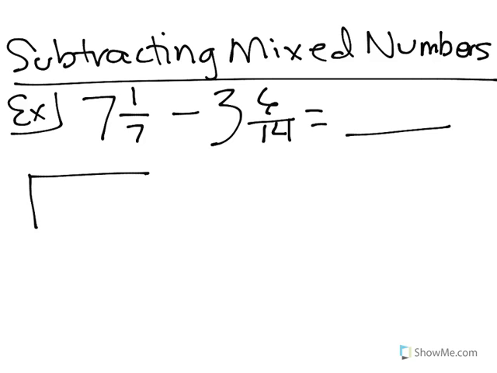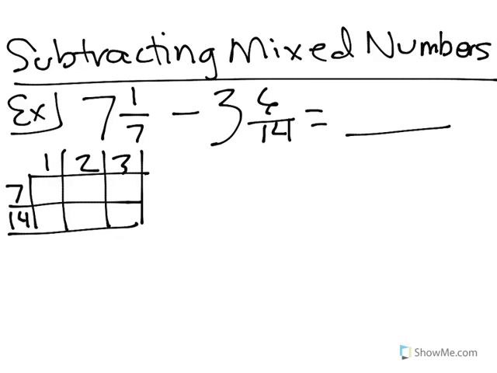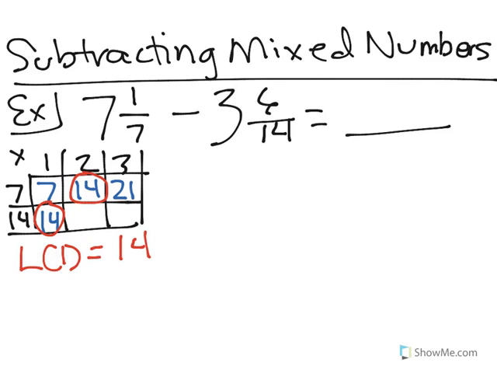So I'm going to make a multiplication chart, 7 and 14, and 1, 2, 3. 7 times 1 is going to give me 7. 7 times 2, 14. 7 times 3, 21. 14 times 1 is 14. I'm going to stop there because I already notice that I have a least common multiple. So the least common denominator I'm going to have in this problem is going to be 14.